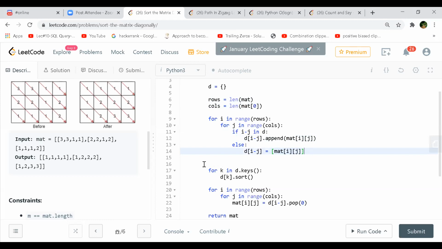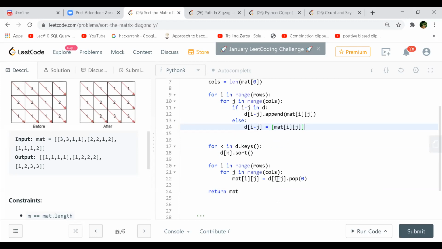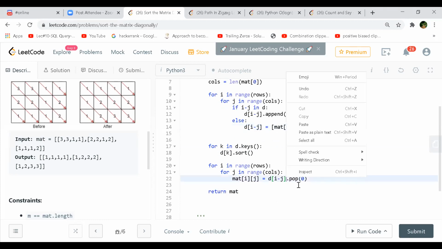Now you go through every key in your dictionary, and this is a level, and sort them. And once you have sorted, you just take the first element of that particular key's values every time.